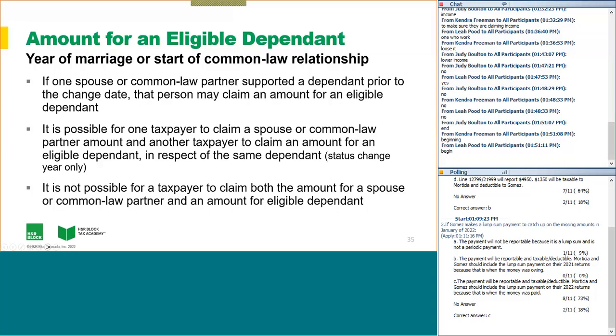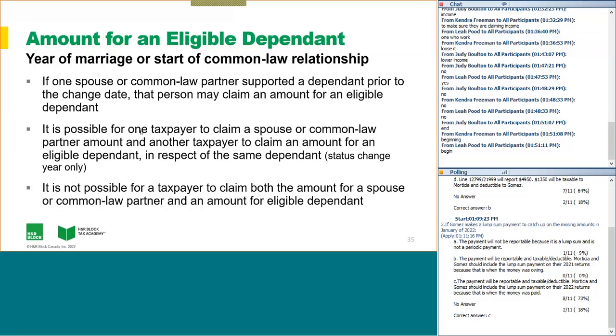There's a weird rule where it's possible to claim a spouse or common law partner amount for one person as an elder dependent, and someone else claimed the same person as a spouse in the year the status changed. That would happen. There's a really good example in the book about it.